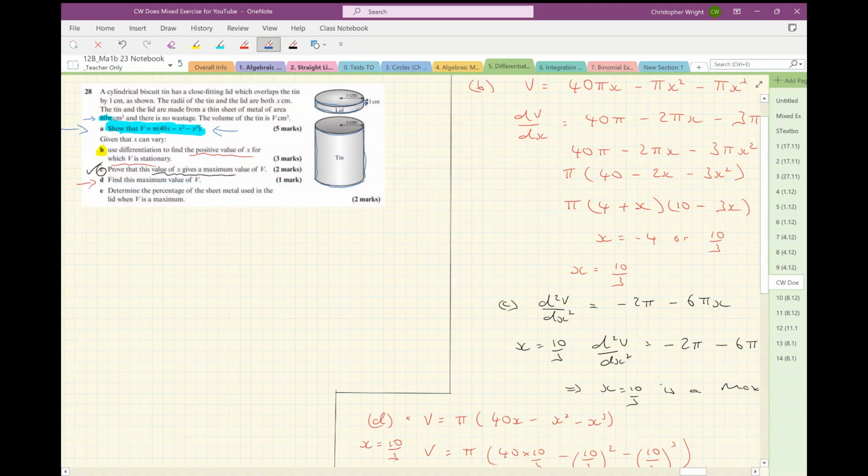Part E. This is possibly the longest question in the world. Here we go. Part E. Determine the percentage of the sheet metal used in the lid when v is at a maximum. So we know that x, the radius is 10 over 3. And we need to work out the percentage of the sheet metal used to make the lid. Well, I know that altogether 80 pi square centimetres of metal is used. So I suppose I just need to work out what the surface area of that lid is, so I know how much of that metal is used in the lid.